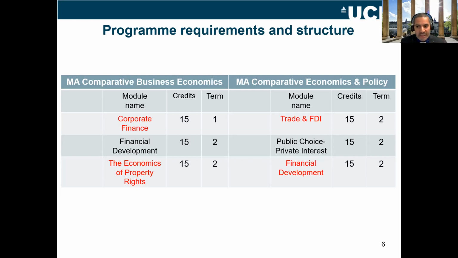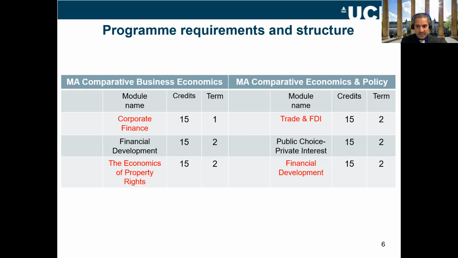Okay, what about other possible choices? I didn't put the whole list of choices, but to give you a sense of the diversity. On one hand, you can choose a module of corporate finance. Some students are interested in going into consultancies or finance, so this is particularly suitable. Financial development or economics of property rights. And on the right-hand side, we have more policy. Remember, the economics and policy master is more for the policy side. So maybe students interested in working for government or international organizations or NGOs. We have more trade and FDI, public choice, private interest, so on the trade-offs between the public sphere and the private one, and again, financial development can be selected.